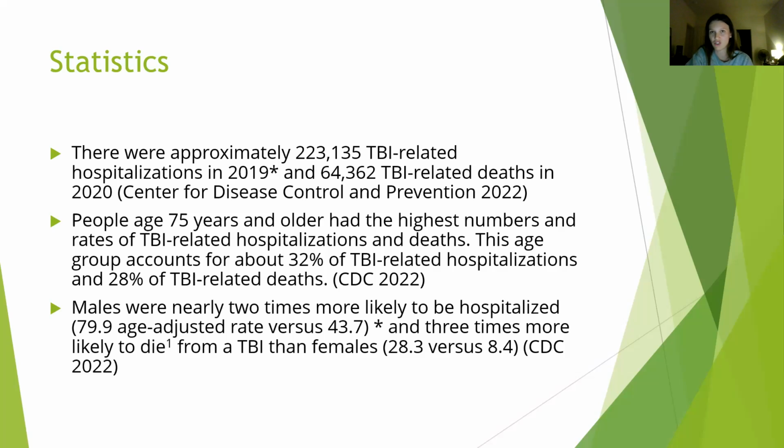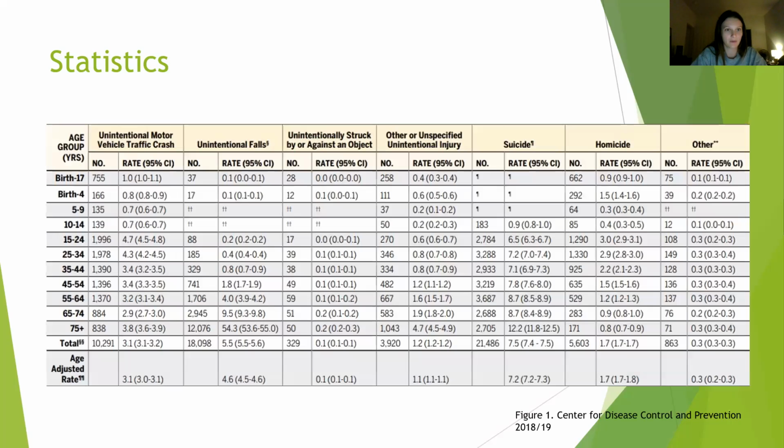There's nothing genetic that leads to a traumatic brain injury unless you have some sort of other illness that affects how you ambulate or things like that. So, these are highly preventable. Males were nearly 2 times more likely to be hospitalized and 3 times more likely to die than females.